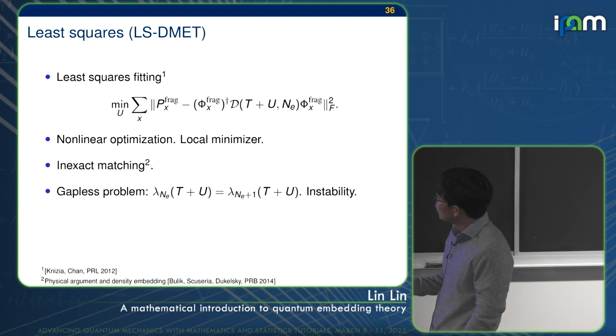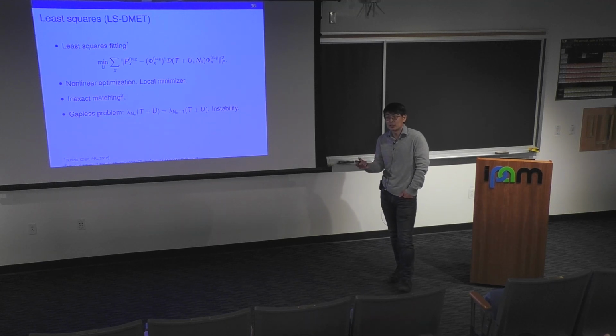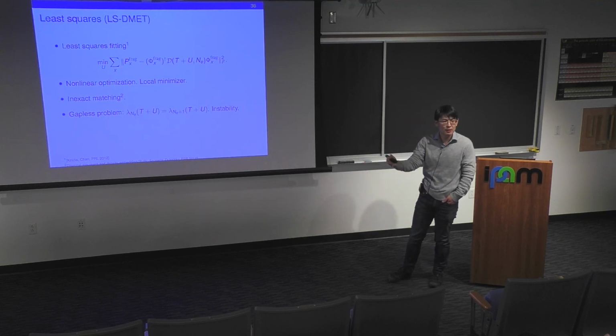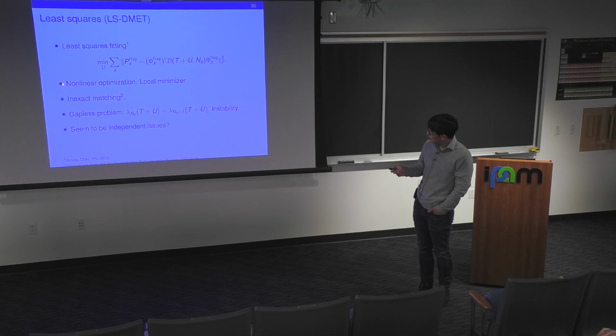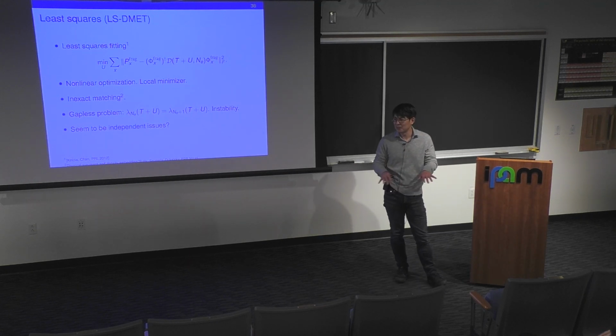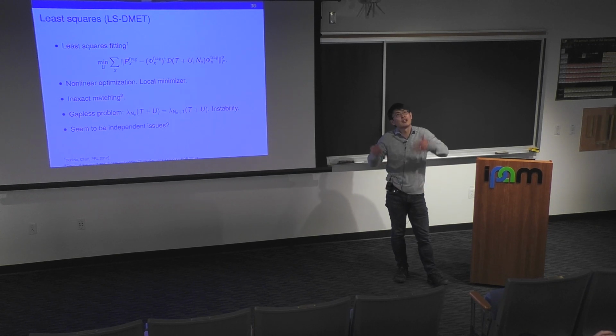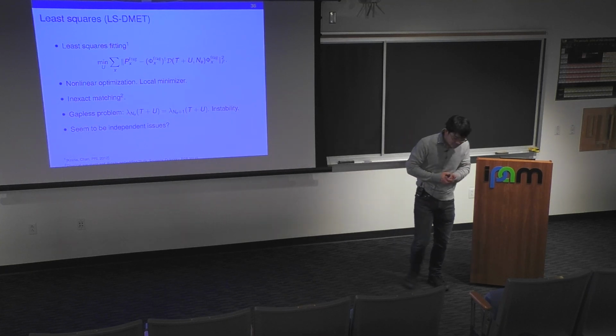Gaplessness is a problem, which means that whenever you select a U so that your T plus U has no gap between the NE and NE plus 1 eigenvalue, you're stuck. And actually, the whole thing is very, very hard to converge. This leads to a lot of numerical instability issues. These three issues, nonlinear optimization with local minimizers, inexact matching, and the gapless problem, seem to be problems of independent importance. It's not obvious they're related to each other at all. This whole embedding thing has a lot of problems, so three more problems doesn't seem to be a problem. So that's the original philosophy.